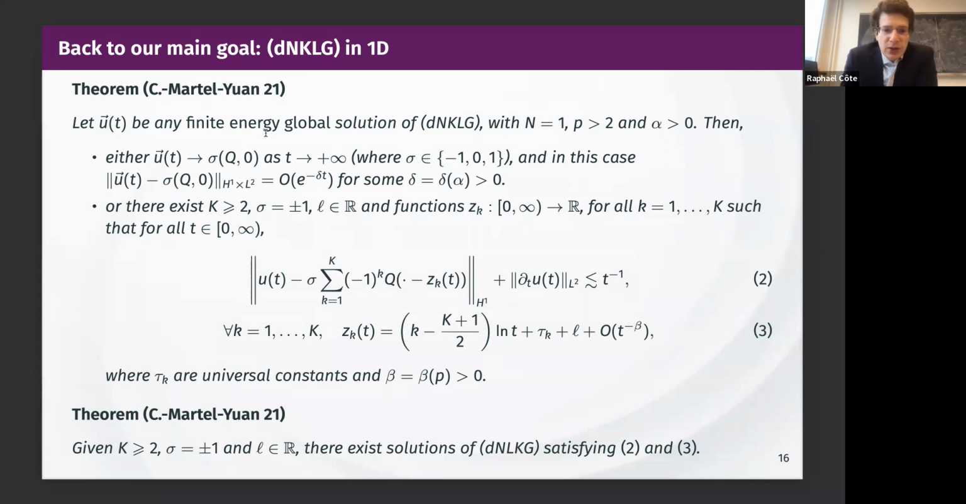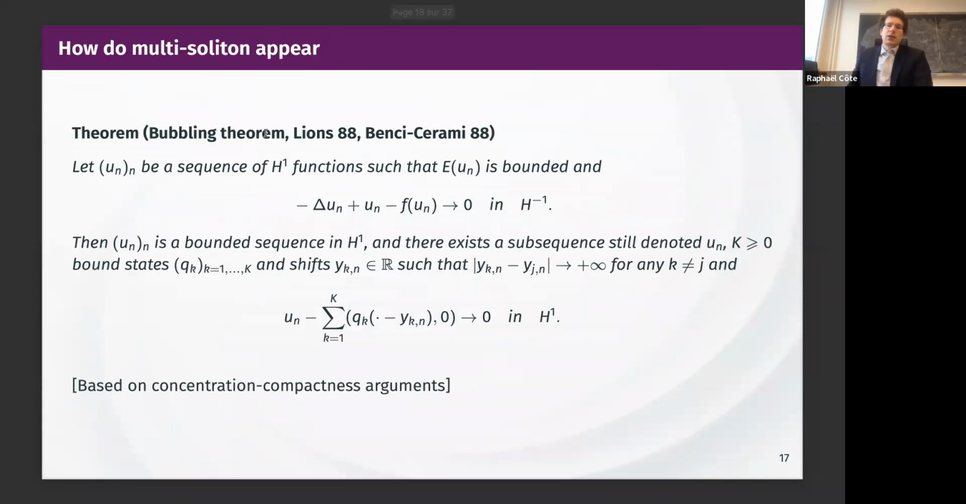and the starting point of all this work is this result. It's an old result based on a concentration compactness argument, which tells you, so it's not dynamical at all. It's for a sequence of near solutions of an elliptic equation, of the stationary equation, which is minus Laplace u_n plus u_n minus f of u_n, and you assume that it tends to 0 in H^-1 in a strong sense.